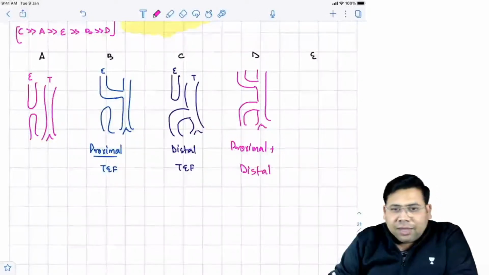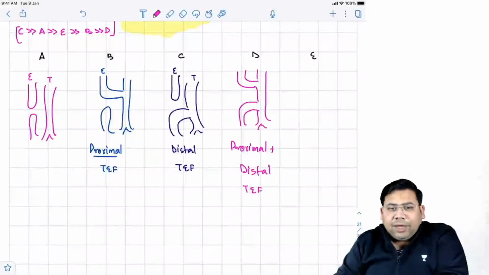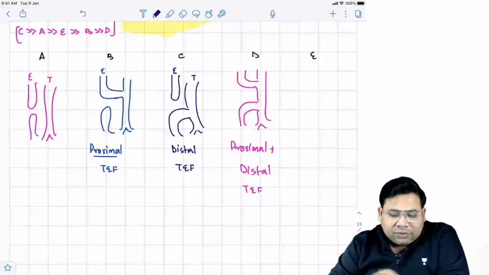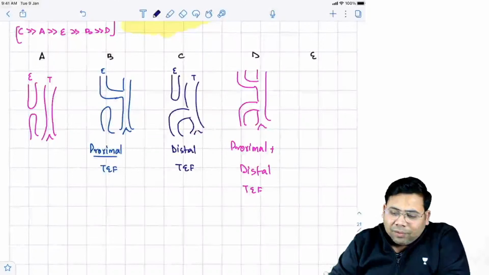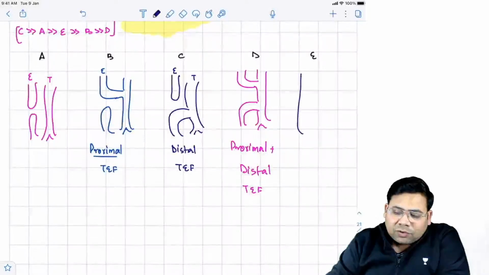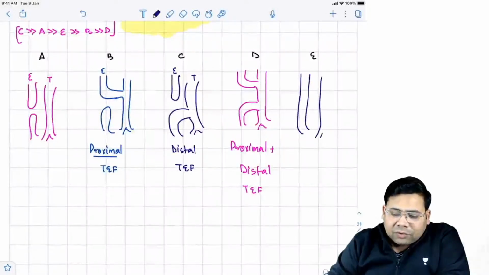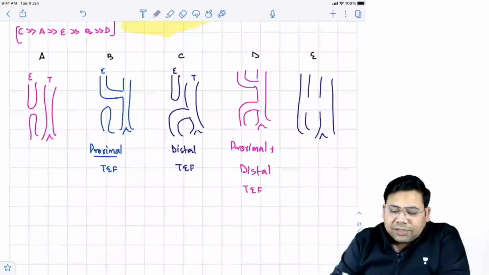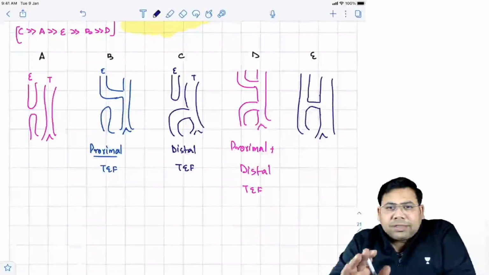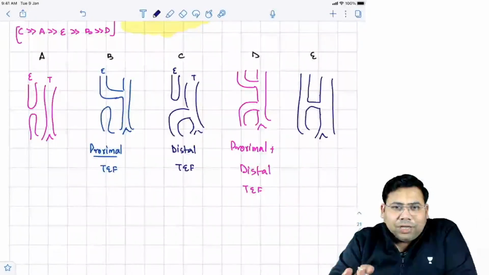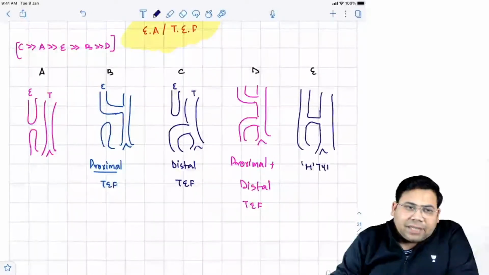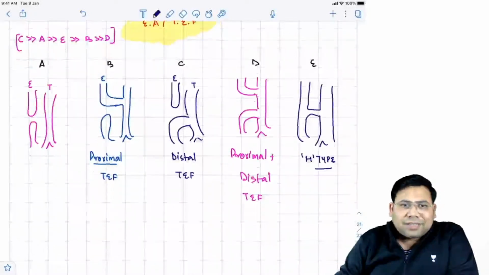And what is the type H? This is a TEF without atresia. Can you see in all of them there is atresia? But here the esophagus is normal and the trachea is also normal, but yes, there is a connection in between them. The atresia is not there. It is a pure TEF, and that is the reason it is also known as H type.